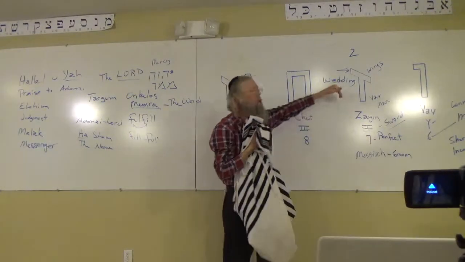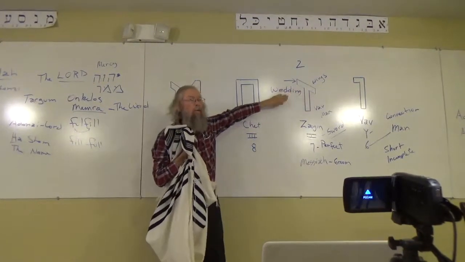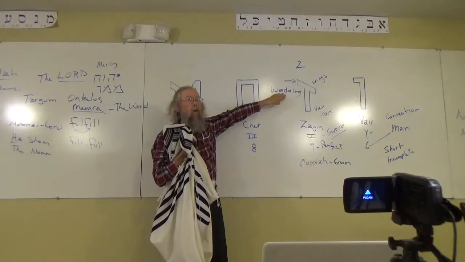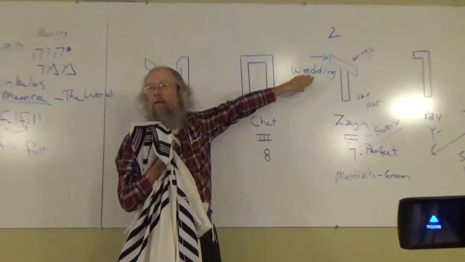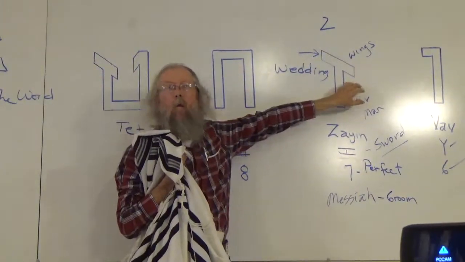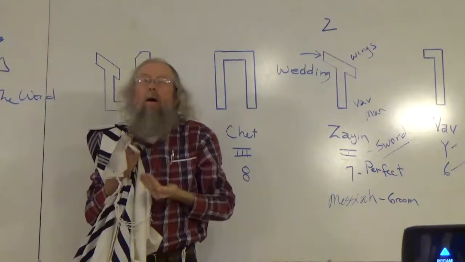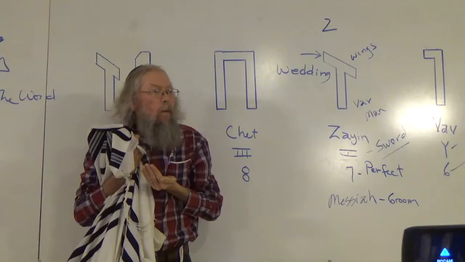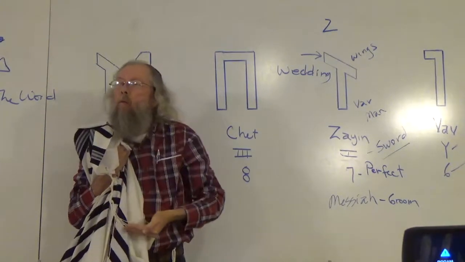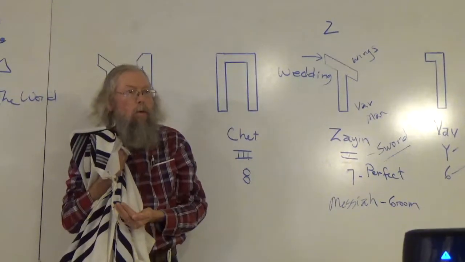Why? What's taking place? Why does he have his wings spread? A wedding. So let me say it again. Why does he have his wings spread? What's taking place? A wedding. He is inviting the bride to come under his wing. What does it mean to come under his wing? To come under his protection. To come under his shelter.